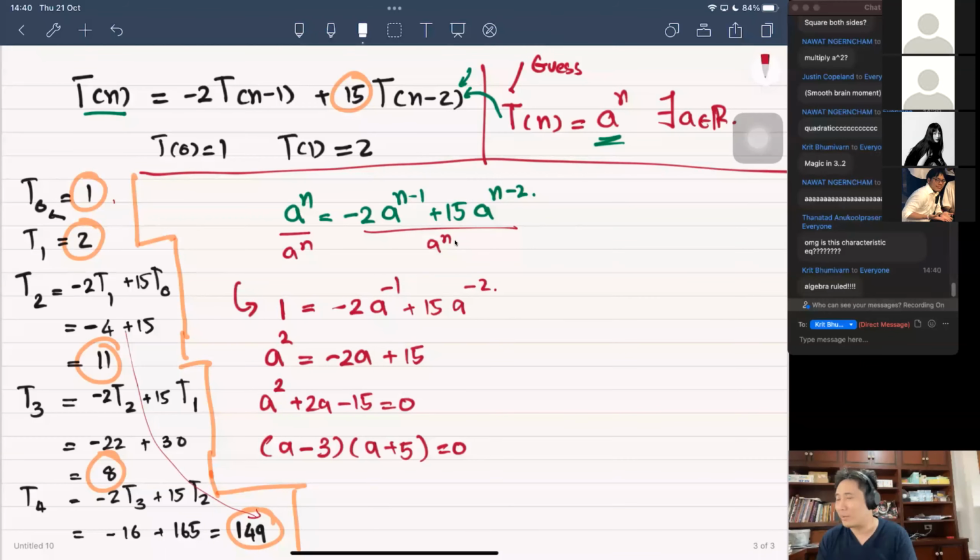Who's teaching it though? Ajarn Ek or Ajarn Jack, he's going to be proud that you actually notice that this is a characteristic equation. Risky, I expect you to see that this is a characteristic equation. I'm kidding.